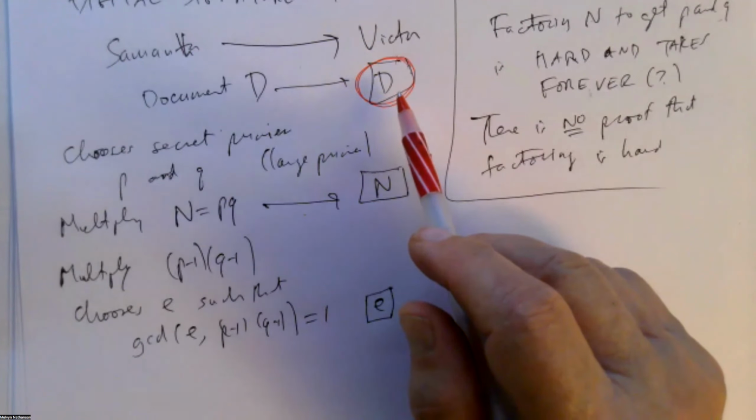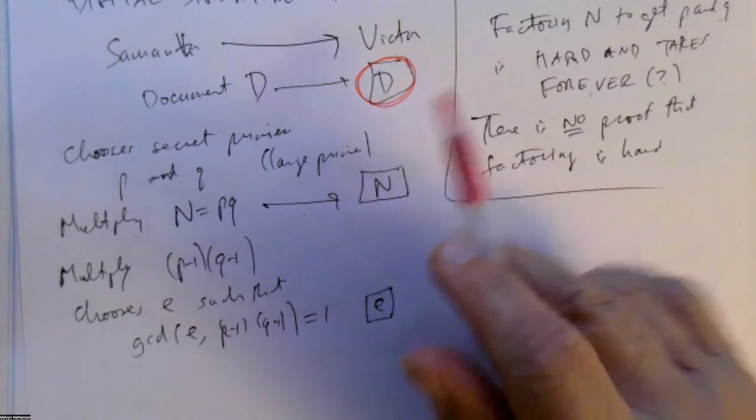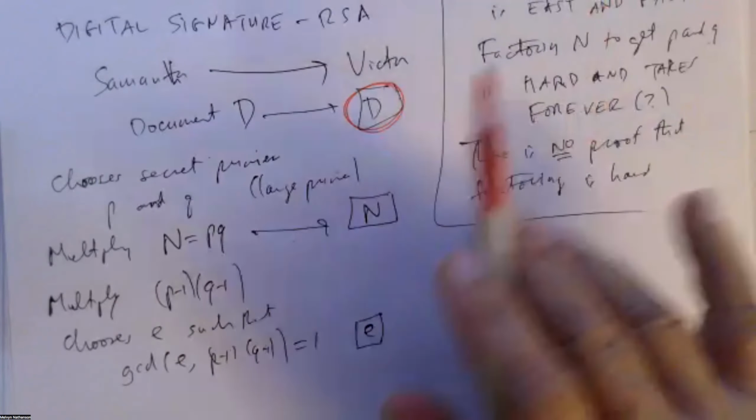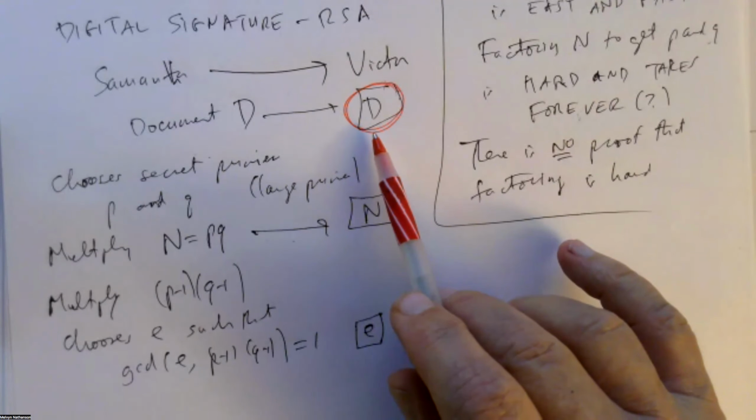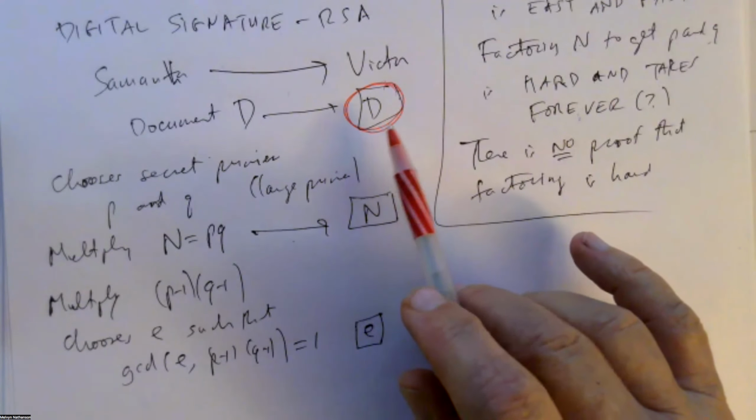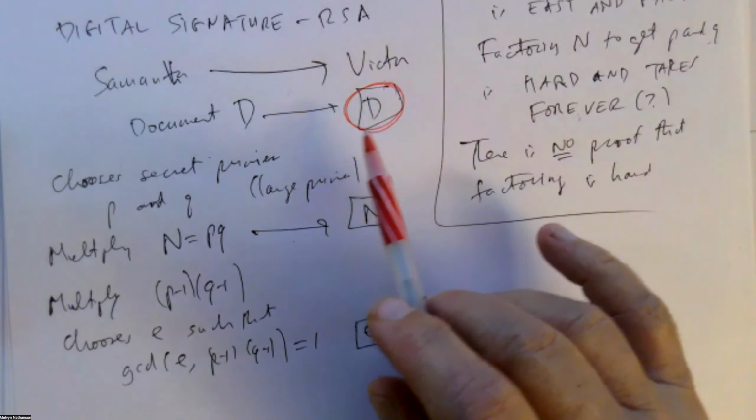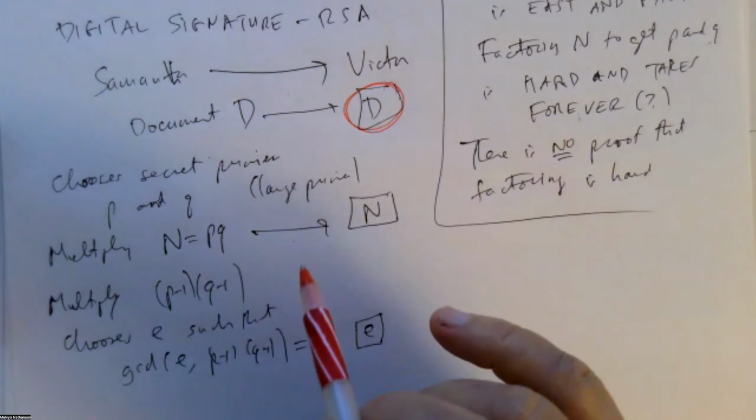Samantha needs to sign the document in such a way that everyone will know it's her signature and no one can forge her signature, right? So you don't want someone who can forge Samantha's signature, send a bogus document with Samantha's forged signature, and everyone will be misled into thinking that the bogus document is really the real one. So Samantha sends this document, and then to get her signature, she's going to do three things.